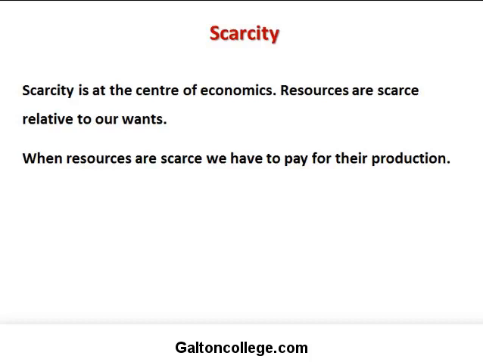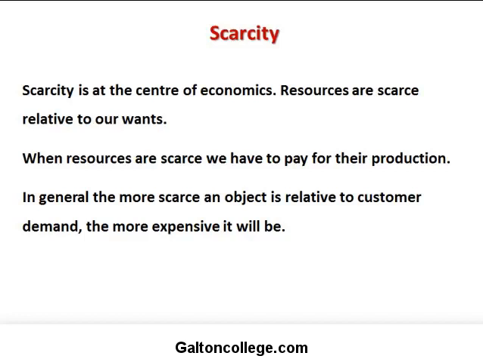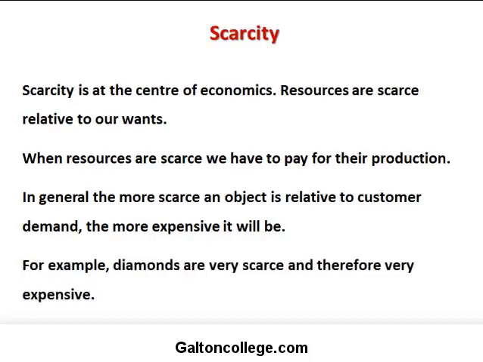We might have to pay someone to process the raw materials into an item that satisfies our wants. We have to pay for the extraction of the raw material from the earth. We have to pay for the fact that it's scarce. In general, the more scarce an object is relative to customer demand, the more expensive it will be. So we can link scarcity to price. For example, diamonds are very scarce and therefore very expensive. Diamonds are very scarce relative to wants.